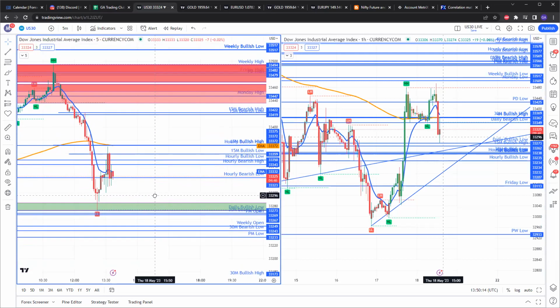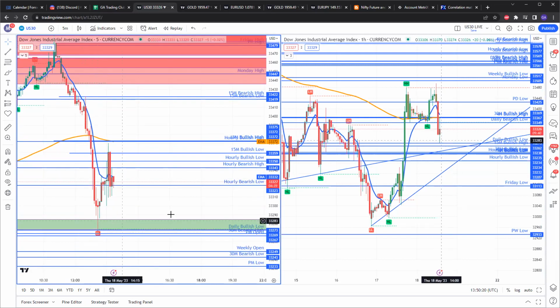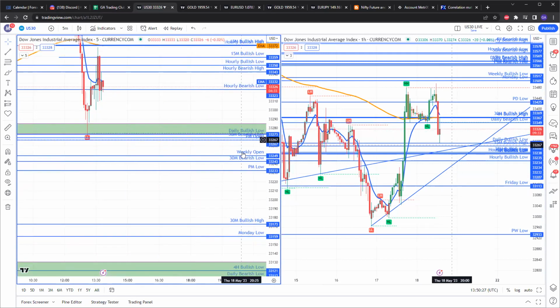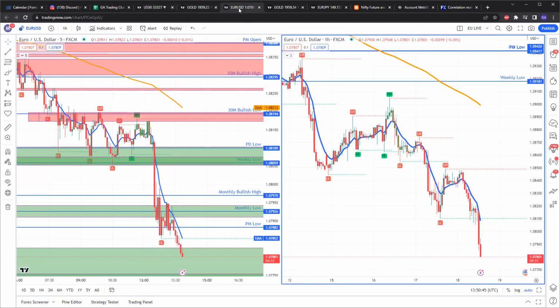So for US 30, I need a high low to be created on US 30 for me to take any buy. But right now I am bullish on US 30. The reason for that is that I have a daily bullish low that overrides all the other zones, overrides the 30-minute bearish high, 30-minute bearish low, overrides the hourly bearish high and low here. But for me to take a buy right now, I need a high low on the 5-minute to be created. So until then, I'm not looking for anything on US 30.